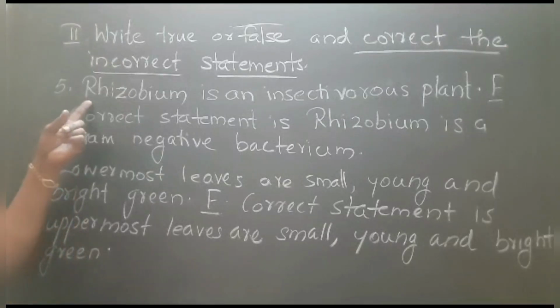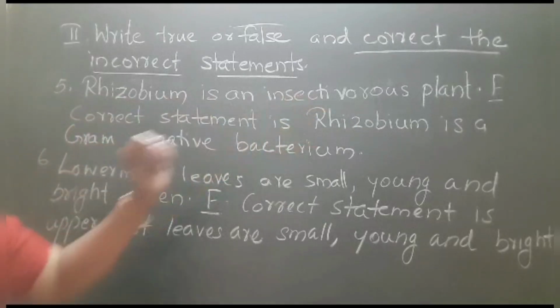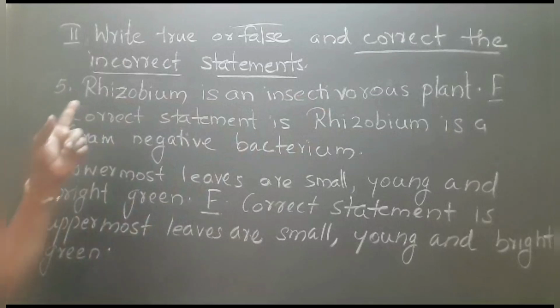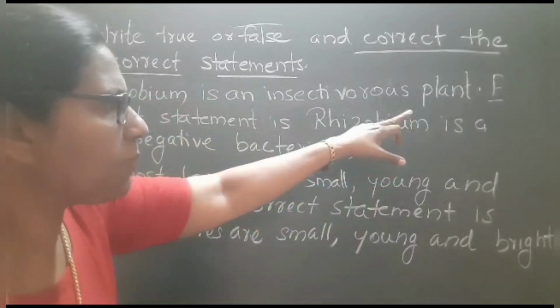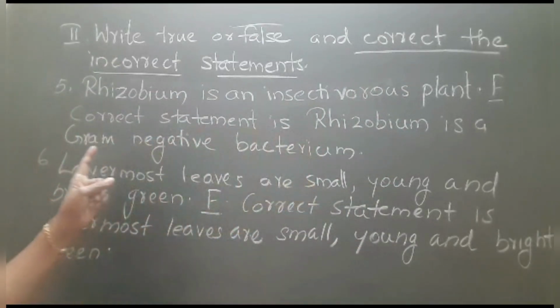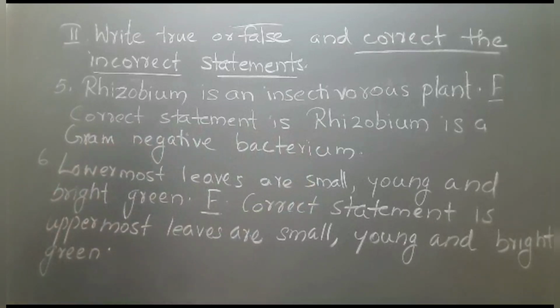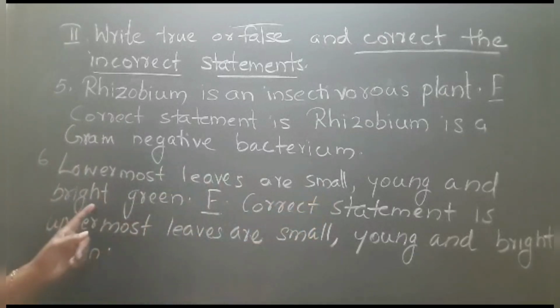The fifth one is, Rhizobium is an insectivorous plant. Rhizobium is not an insectivorous plant. It is a false statement. The correct statement is Rhizobium is a gram-negative bacterium. It is not an insectivorous plant. That is why that statement is false. Sixth one. Lowermost leaves are small, young and bright green.